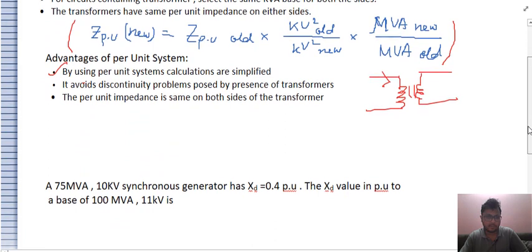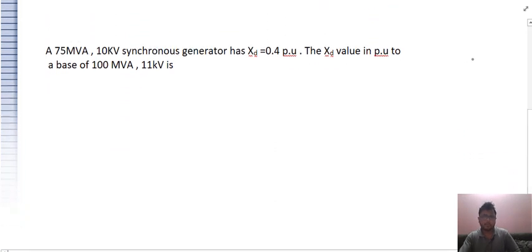Now let us consider another, similar problem. Now see what is given. Let's go through the question. A 75 MVA, 10 kV synchronous generator has XD, where XD means synchronous reactance, direct reactance, 0.4 per unit. Find the XD value in per unit to a base of 100 MVA and 11 kV. So already a system is there, a generator is there, the MVA value is given, a voltage value is given and XD is given.